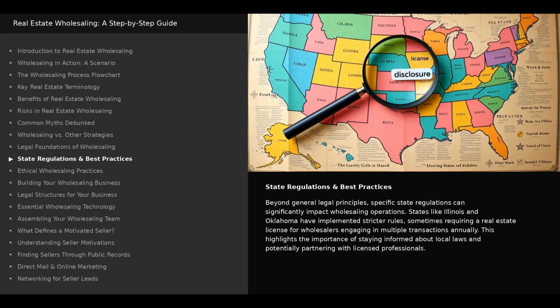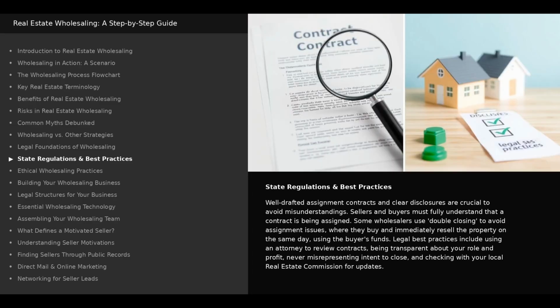State regulations and best practices. Beyond general legal principles, specific state regulations can significantly impact wholesaling operations. States like Illinois and Oklahoma have implemented stricter rules, sometimes requiring a real estate license for wholesalers engaging in multiple transactions annually. This highlights the importance of staying informed about local laws and potentially partnering with licensed professionals. Well-drafted assignment contracts and clear disclosures are crucial to avoid misunderstandings. Sellers and buyers must fully understand that a contract is being assigned.